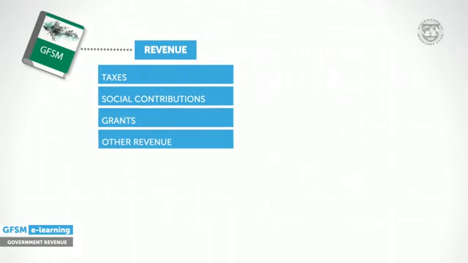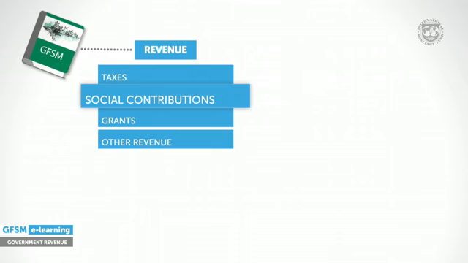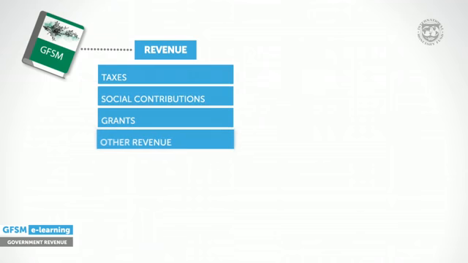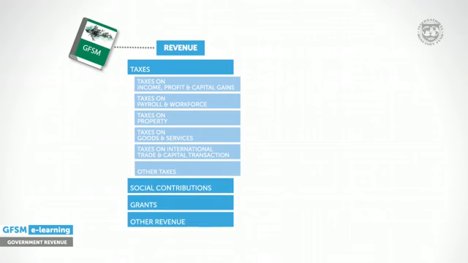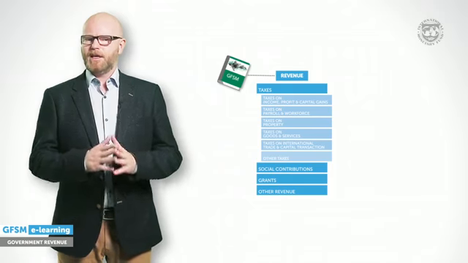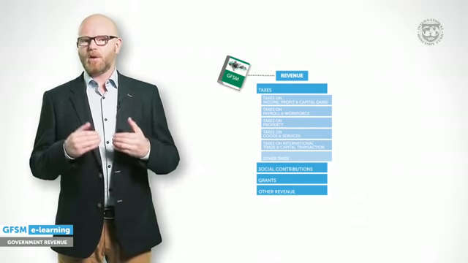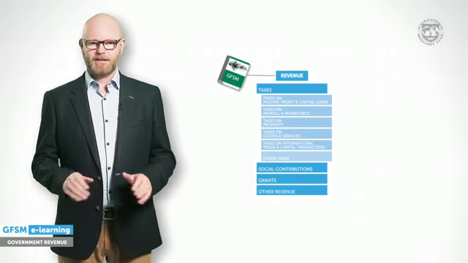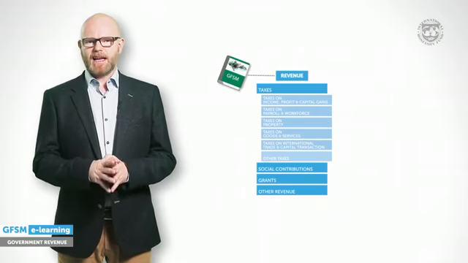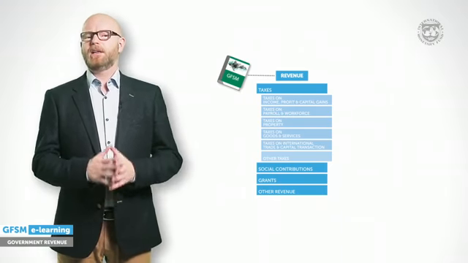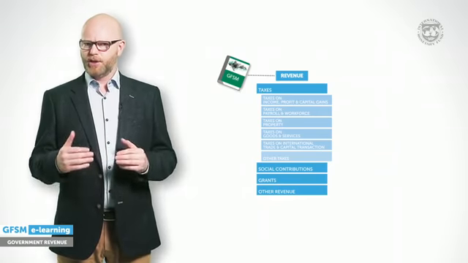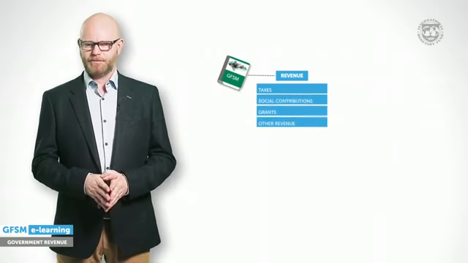There are four main groups of revenue: taxes, social contributions, grants, and other revenue. Taxes are compulsory, unrequited amounts receivable from institutional units. Taxes are subdivided into 6 main groups and a number of subgroups, allowing for very detailed analysis and comparisons. GFSM provides guidance on classifying individual taxes based on what the tax is levied on, the tax base. Examples are distinguishing taxes from licenses and explaining taxes on income, property, goods and services, and international trade.